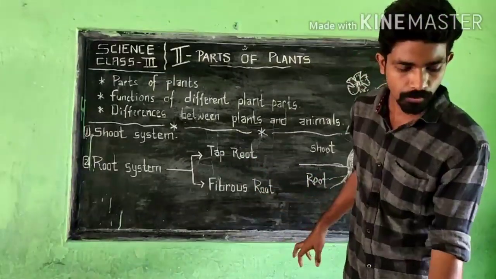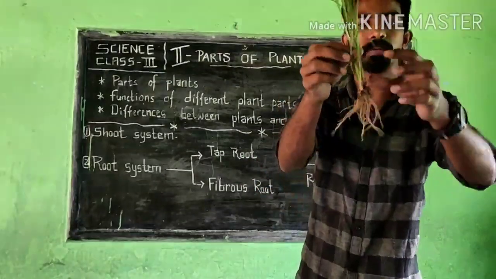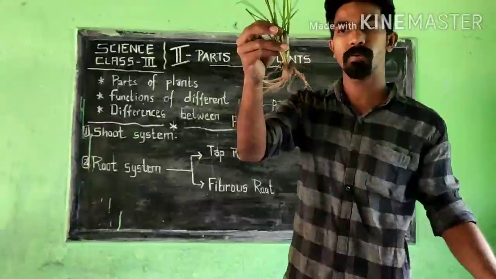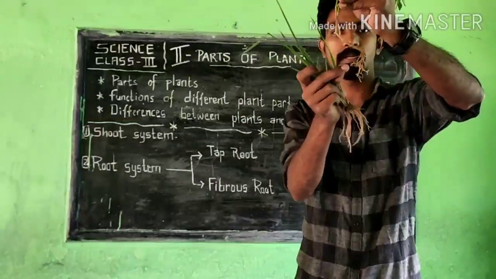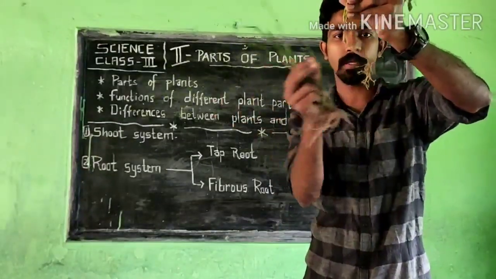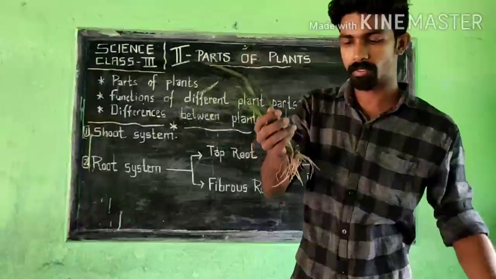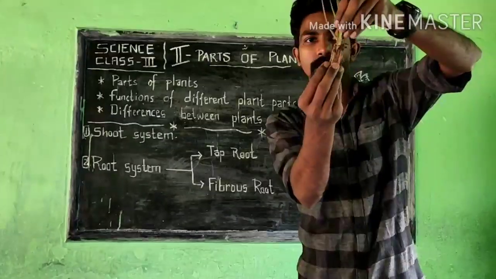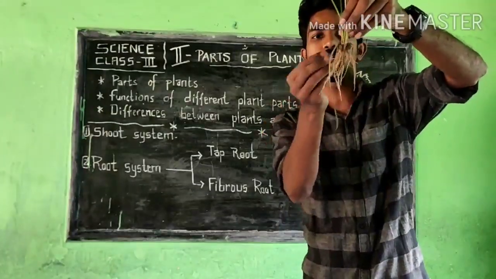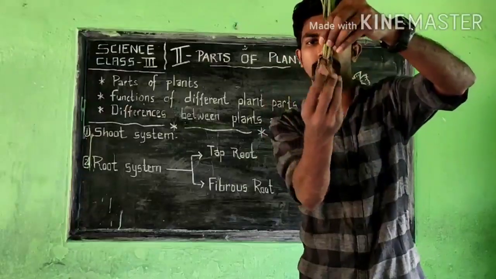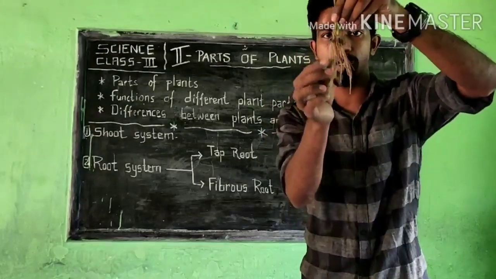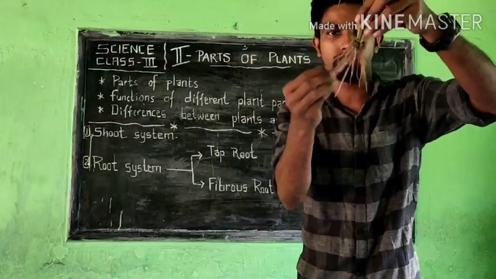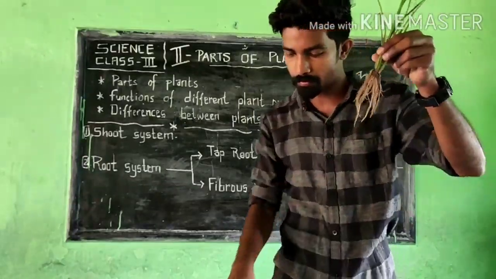Then the next one is a fibrous root. By looking at it, you can see clearly the difference between a taproot and a fibrous root. A taproot starts from the main stem, there is a main root, and after that there are branches. But look at this one. This is a fibrous root, and it has fibers. From the bottom of the stem itself, it starts as a cluster of small roots which are the same size and grow at the same distance. So that is an example for fibrous roots.